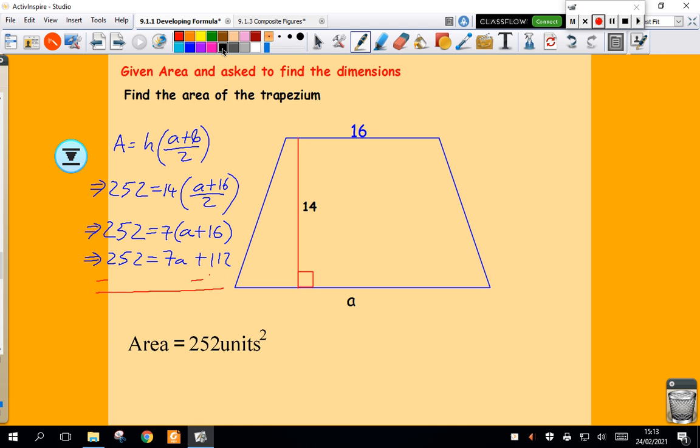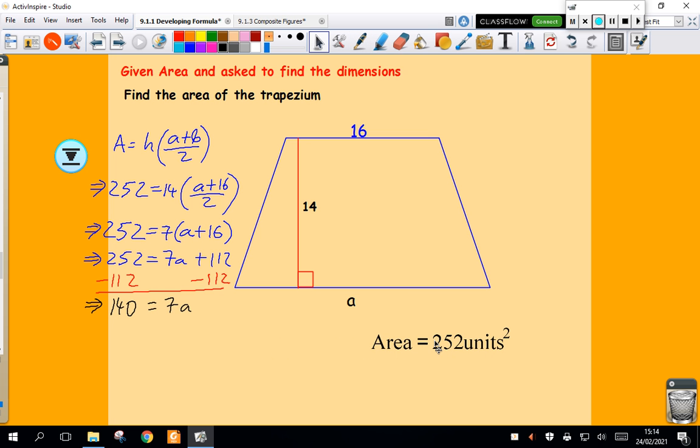To solve this equation, I'm going to use the subtraction property of equations, which says if equal quantities, in this case 112, are subtracted from both sides of an equation, then the two sides will remain equal. So I'm going to get 140 is going to equal 7 times A. Okay, 7A equals 140.